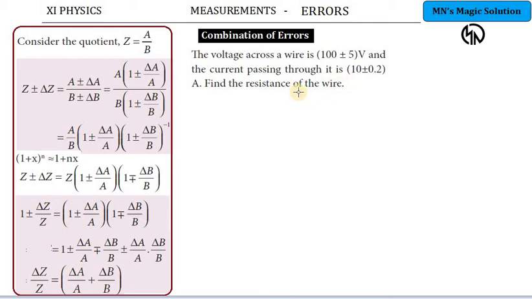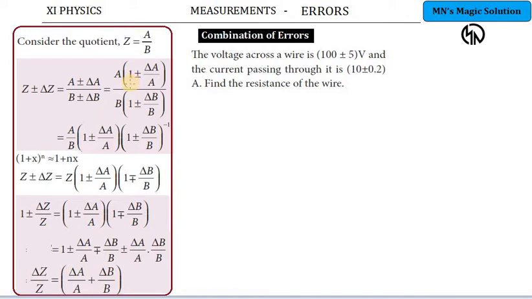Hi students. So in this session we are going to discuss the combination of errors in division, that is, the quotient of two quantities, and how much error we will see. So z is equal to a by b I am having it. So as usual, instead of z, z plus or minus del z, instead of a, a plus or minus del a, and instead of b, b plus or minus del b, we put.